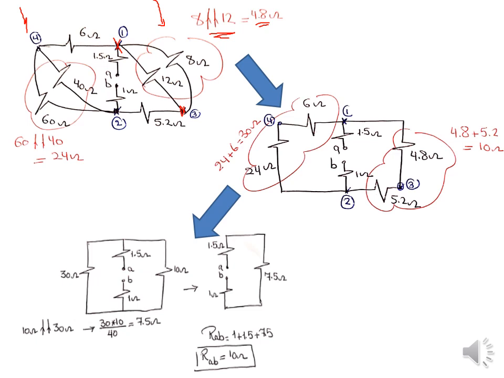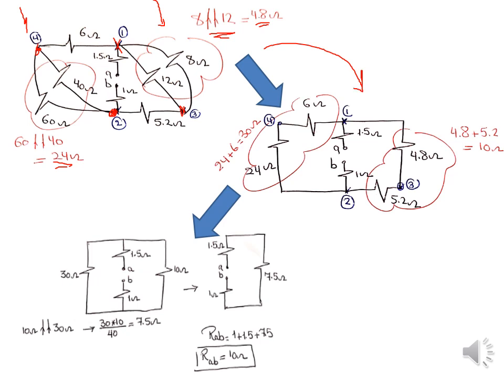طب من الميل الثاني كمان شايفين ال 40 and 60 are directly parallel لأن هن موصولين to each other from these 2 points, point 4 and point 2. يبقى هشيلهم replacing them with their equivalent which is 40 ضرب 60 على 40 زائد 60 تطلع 24 ohm والcircuit will be reduced to this.